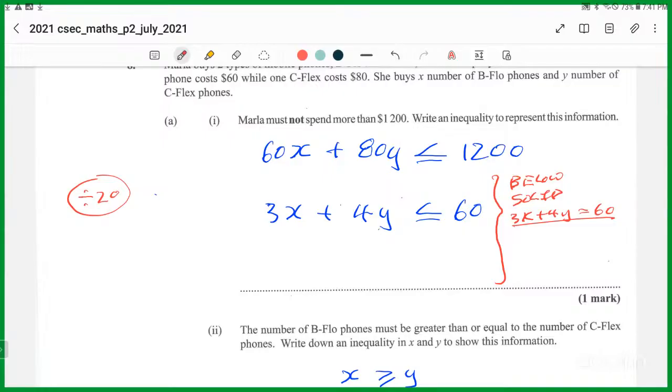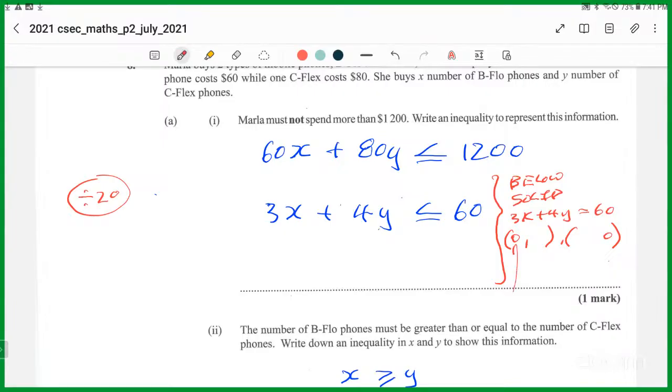So what is a quick way to draw this line? I keep doing it. You have to practice it. We can put on 2 points. One of them, we give it an x value of 0. The other one, we give it a y value of 0.